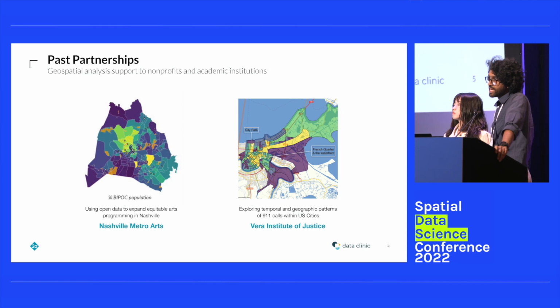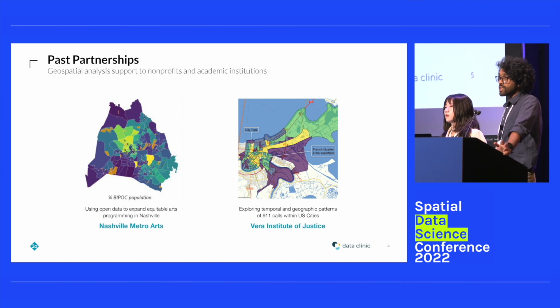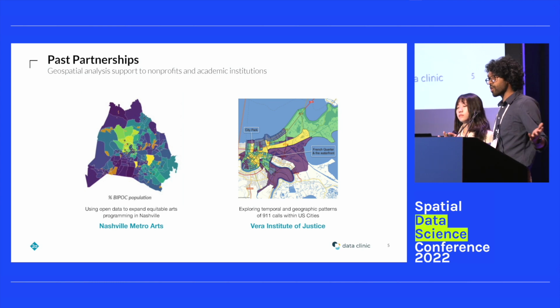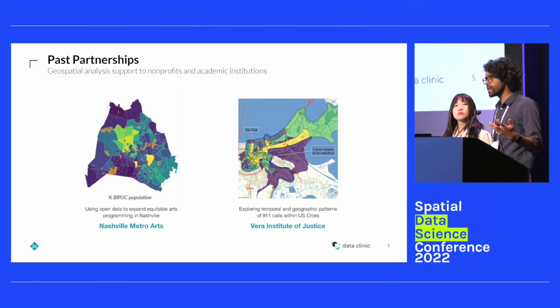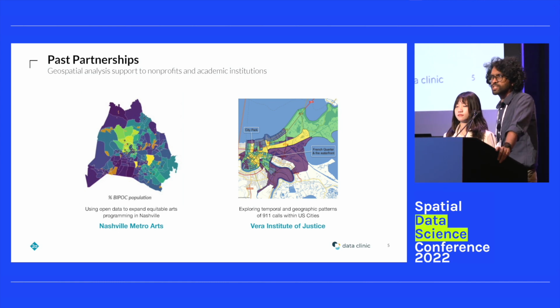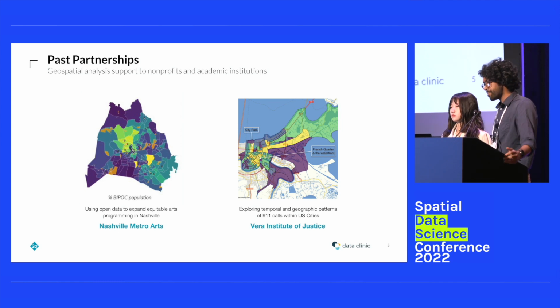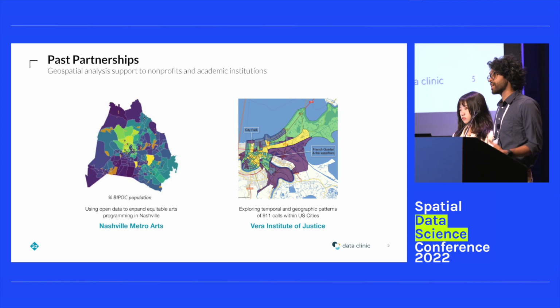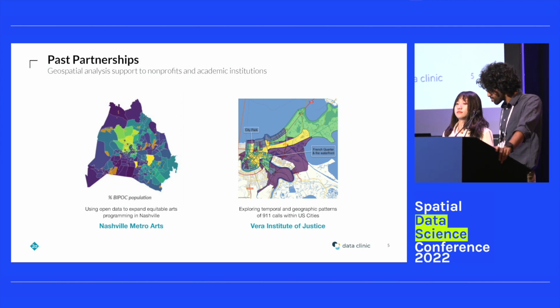We have worked with the Arts Agency of Nashville to try and understand whether their arts programming is equitable across the city, doing a little bit of catchment analysis, understanding the populations and distributions across the city. We've also worked with the Vera Institute of Justice, which is a criminal justice reform policy organization, and we have helped them gather 911 data from various different cities in the US so that they could do more interesting temporal and spatial analysis with this.